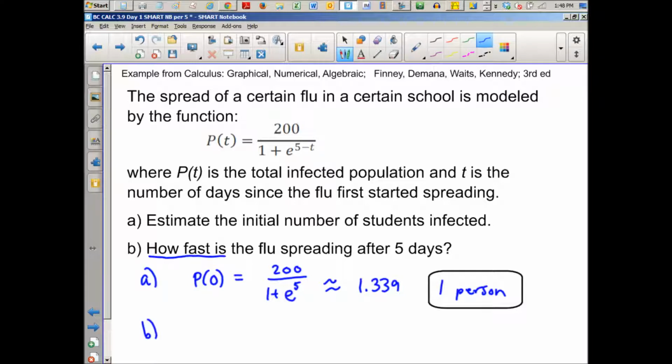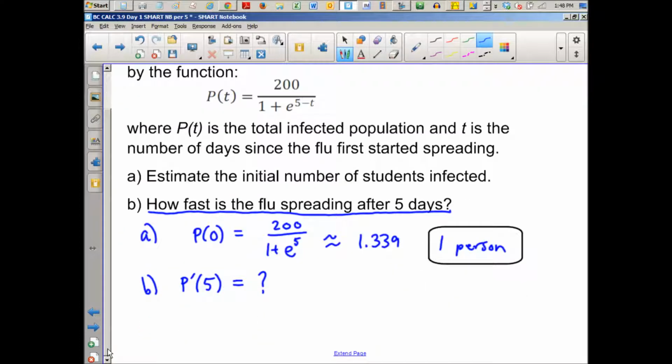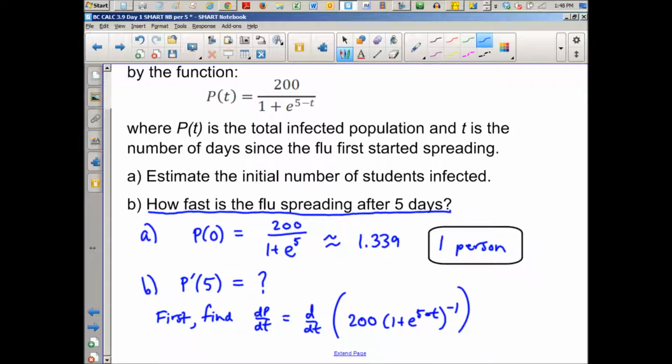It says, how fast is the flu spreading after 5 days? Okay, so that's more of an issue of the rate of change, right? So we're trying to find P prime of 5. First thing we have to do is find the derivative of P, so we need to find dP/dt. We're going to be taking the derivative of 200 times (1 plus e to the 5 minus t) to the minus 1. I'm writing this fraction using a negative exponent.